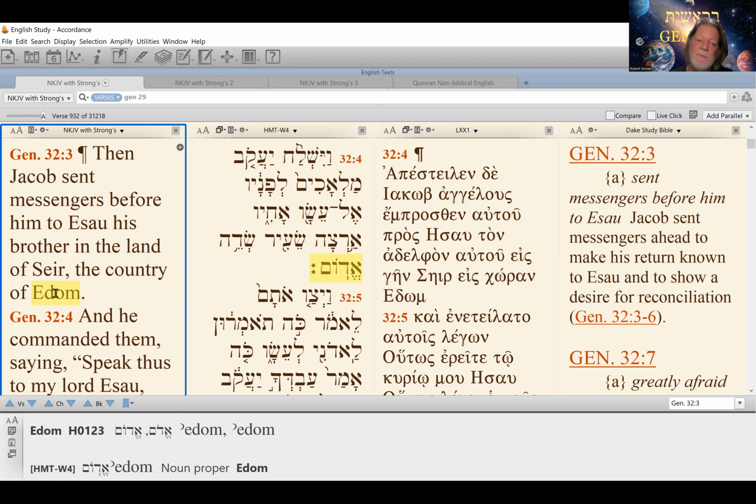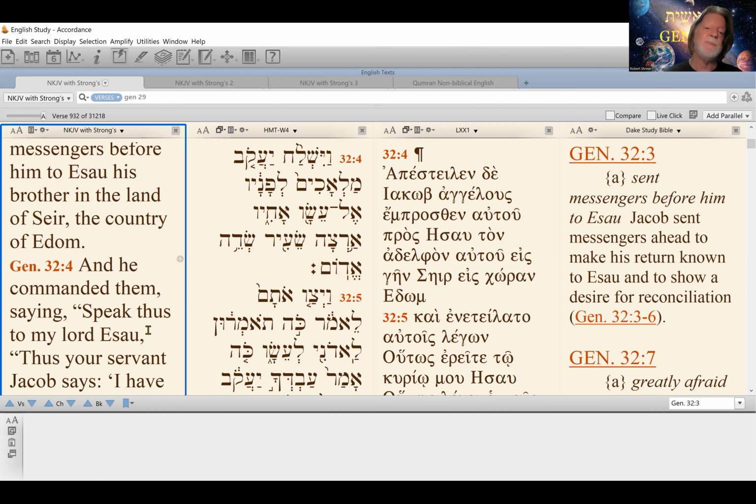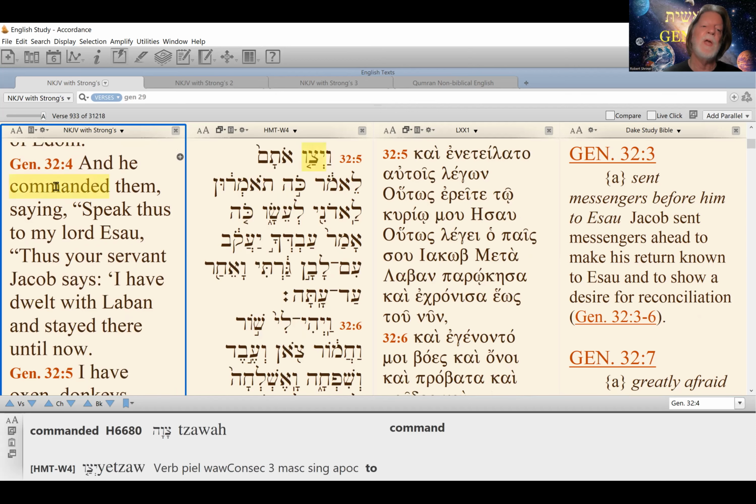So all these names, his given name, the name of the mountain where he lives, and the name of the country that's named after him, are named after the various aspects of his appearance. Okay, Genesis 32:4.